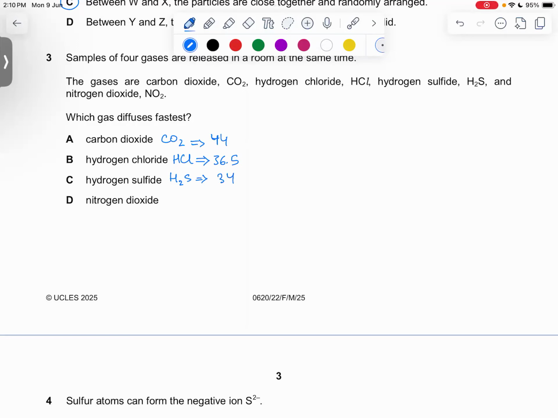Nitrogen dioxide is NO2, meaning it has a mass of 32 from oxygen and 14 from nitrogen. So 32 and 14, that is 46. So which gas is the lightest? This one, right? So this is the lightest. This should have the fastest rate of diffusion. All right. So for question number 3, it is C.